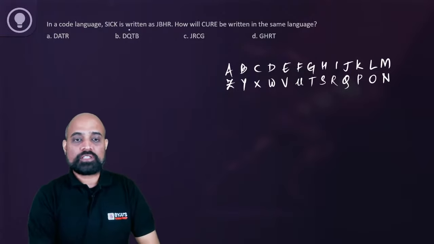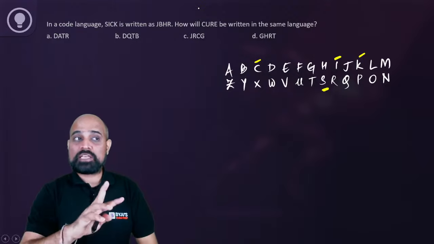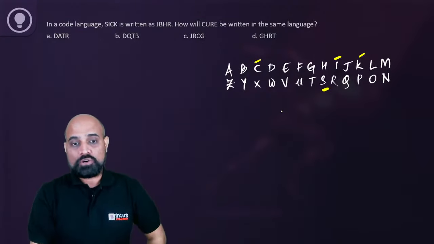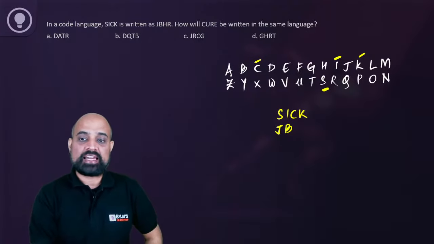Now what you will do is, you will look at the words S, I, C and K, right? So S is represented by J or by R. I is represented by B or by H. So why am I saying the first letter or the last letter? Because sometimes reverse happens. So S is SICK. If I take this as J and this as B, so S and J should be related in the same way as I and B should be.